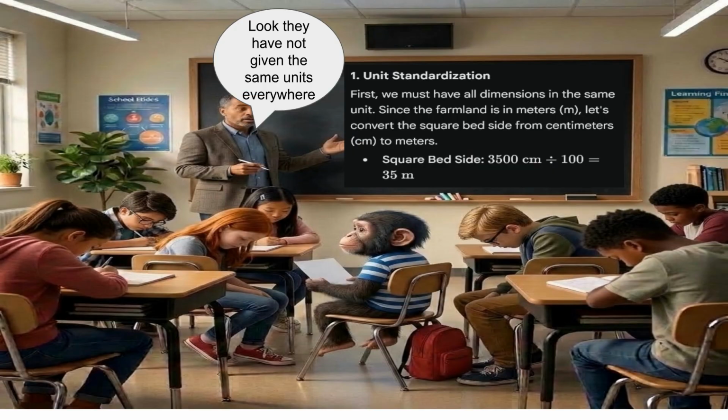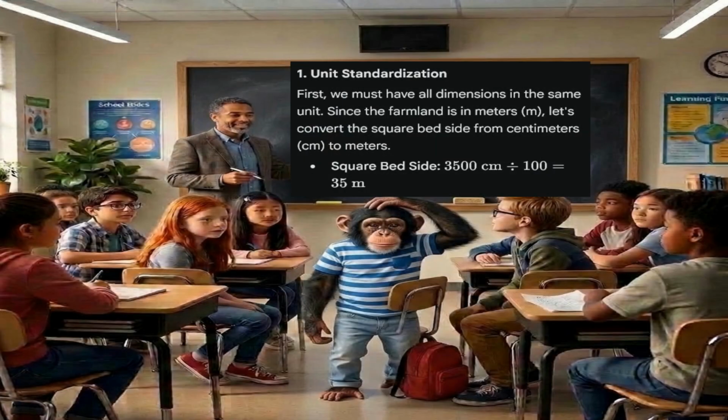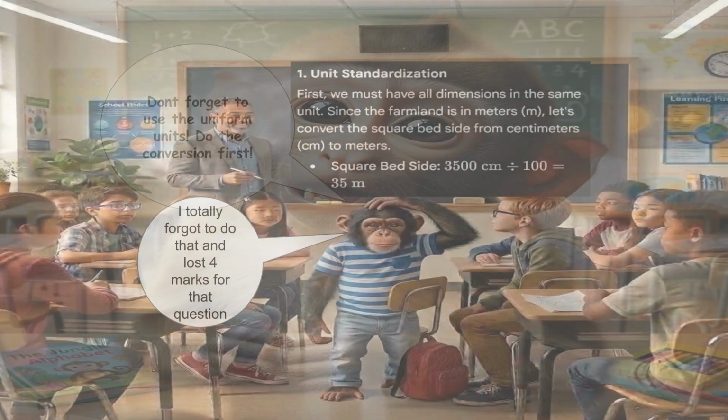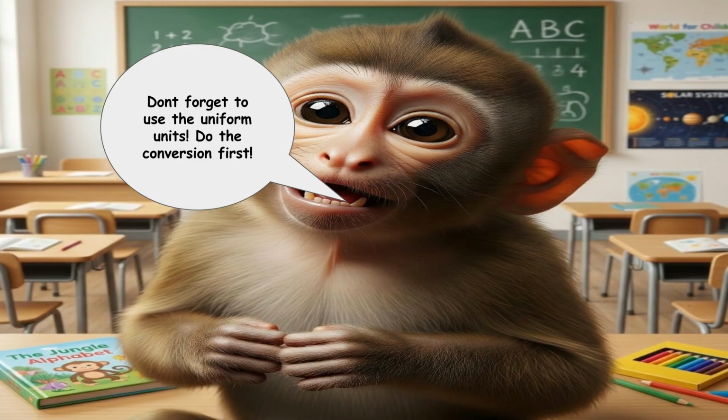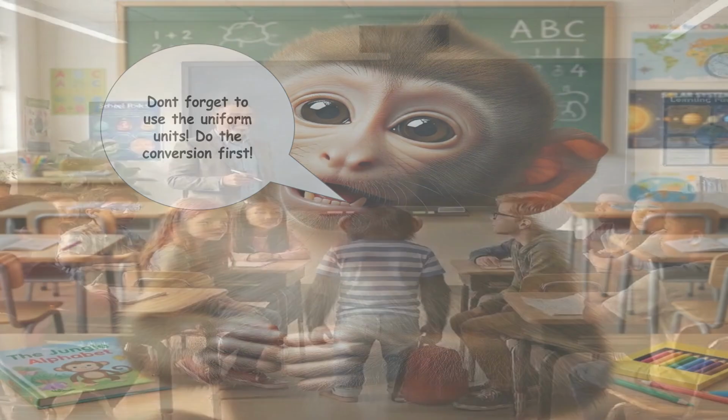Since the farmland is in meters, let's convert the square bed side of 3,500 centimeters into meters, which gives us 35 meters. It is crucial to remember this conversion. Failing to standardize units is a common mistake that can cost you valuable marks on your exams. Always remember to use uniform units. Performing the conversion first is the secret to getting the right answer.